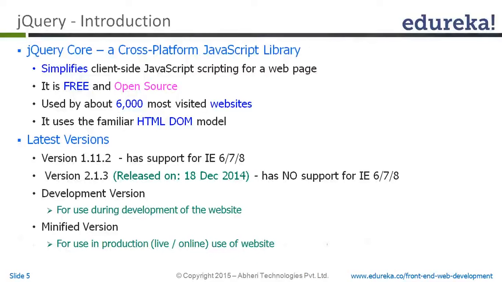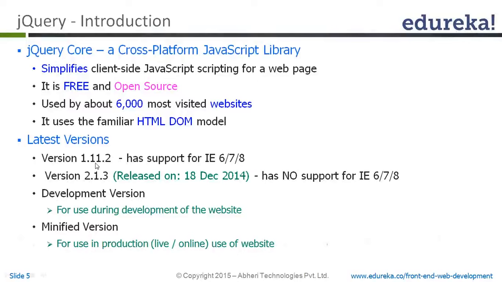It's been used by almost close to 6,000, or even more, websites. This 6,000 figure was from almost 6 months back. Probably it might be close to 7,000 as well. More than 7,000 popular websites are using jQuery, and it uses the familiar HTML DOM, the document object model.